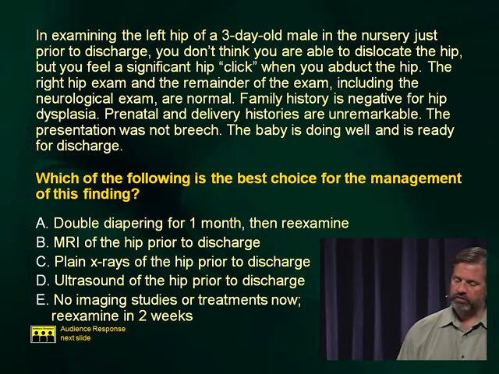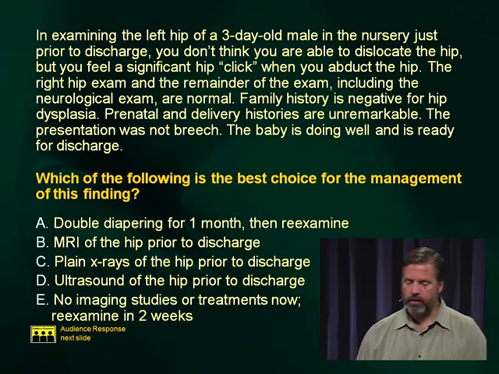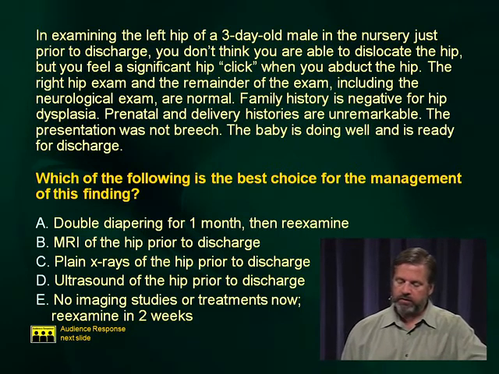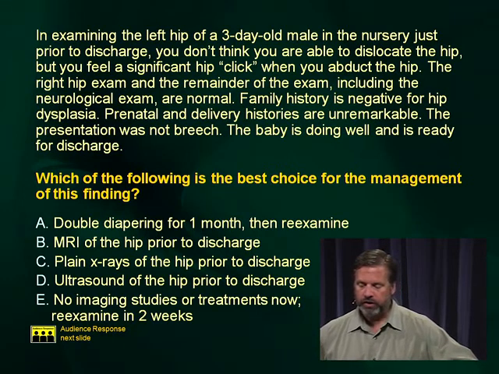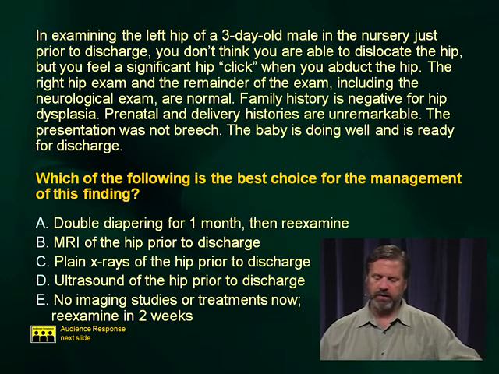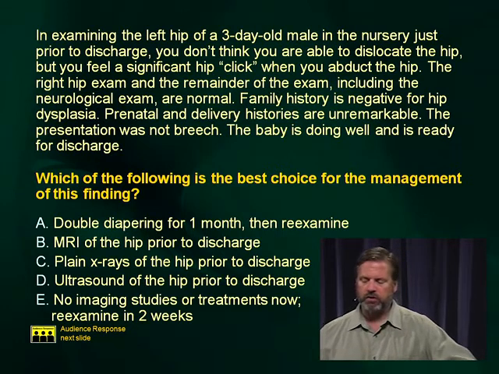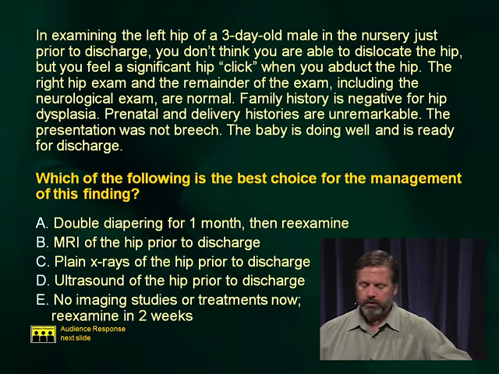Okay, we're going to make a transition to a different age group. So here's a question for you. In examining the left hip of a 3-day-old male in the nursery just prior to discharge, you don't think you're able to dislocate the hip, but you do feel a significant click when you abduct the hip. The right hip exam and the remainder of the exam, including the neurologic exam, are all normal. Family history is negative for hip dysplasia. Prenatal and delivery histories are unremarkable. The presentation was not breech. The baby's doing well and is ready for discharge.